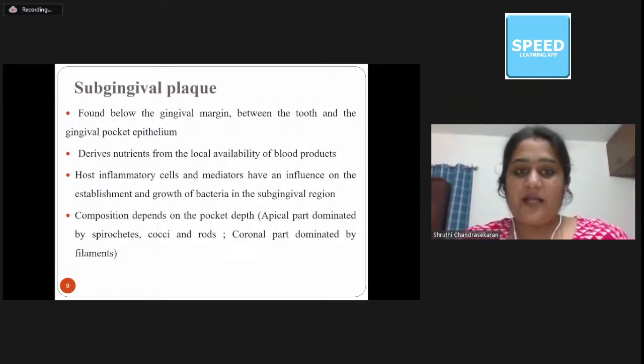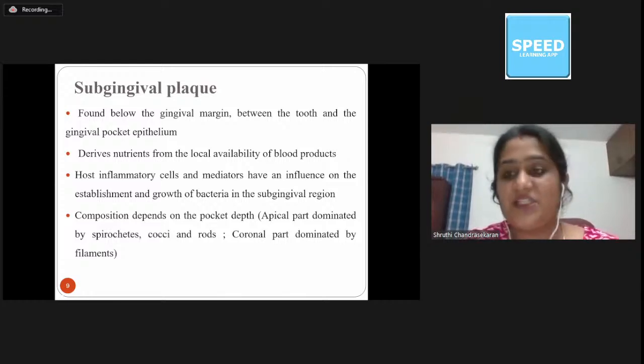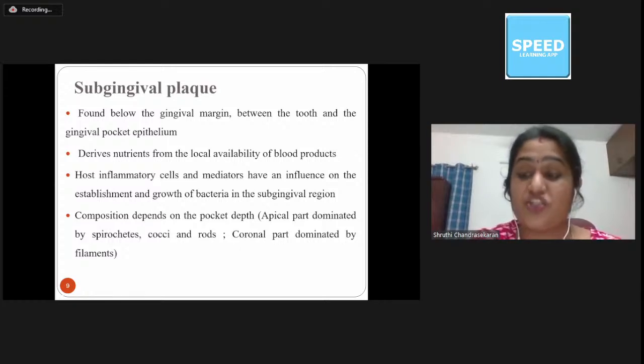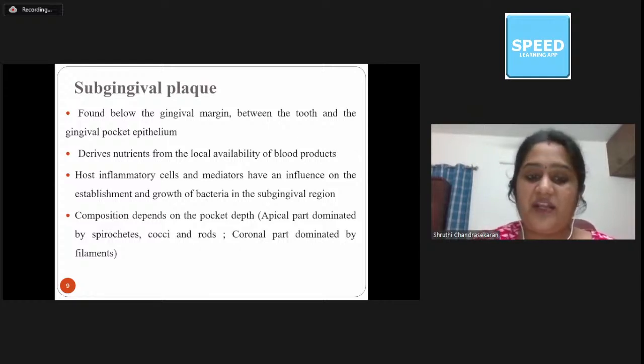So subgingival plaque is located below the gingival margin, between the tooth and the gingival pocket epithelium. Since the subgingival plaque is completely cut off from the oral cavity, it derives its nutrients from the local availability of blood products located inside the gingival pocket. So the host inflammatory cells and the inflammatory mediators will have a great influence on the establishment and the growth of bacteria in the subgingival region.